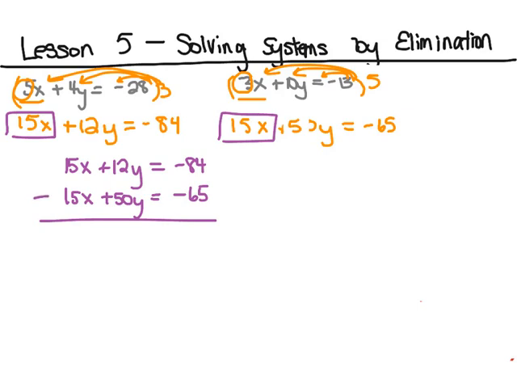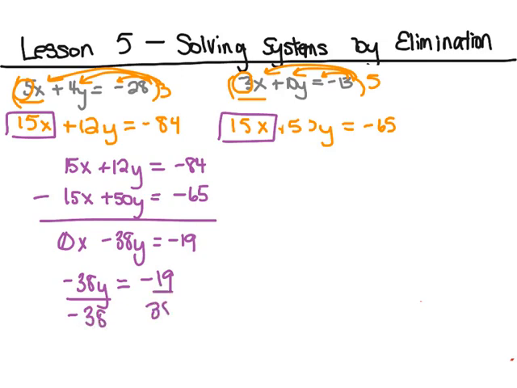So now we're going to subtract our two equations. 15 minus 15 is 0. 12 minus 50 is negative 38y. And negative 84 minus negative 65 is negative 19. So we have negative 38y is equal to negative 19. Divide both sides by negative 38, and you get y is equal to 0.5.